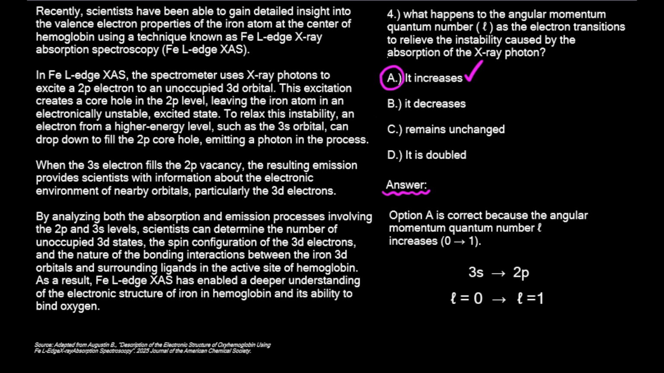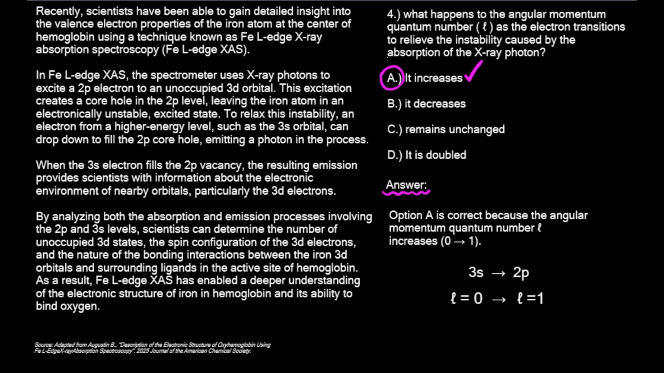So, question number 4 reads: what happens to the angular momentum quantum number l as the electron transitions to relieve the instability caused by the absorption of the X-ray photon? So, it is stated in the second paragraph of the passage that after the X-ray photon is absorbed, a 2p electron is excited to the 3d orbital, creating a core hole. To relieve this instability, an electron from the 3s orbital drops down to the 2p orbital.